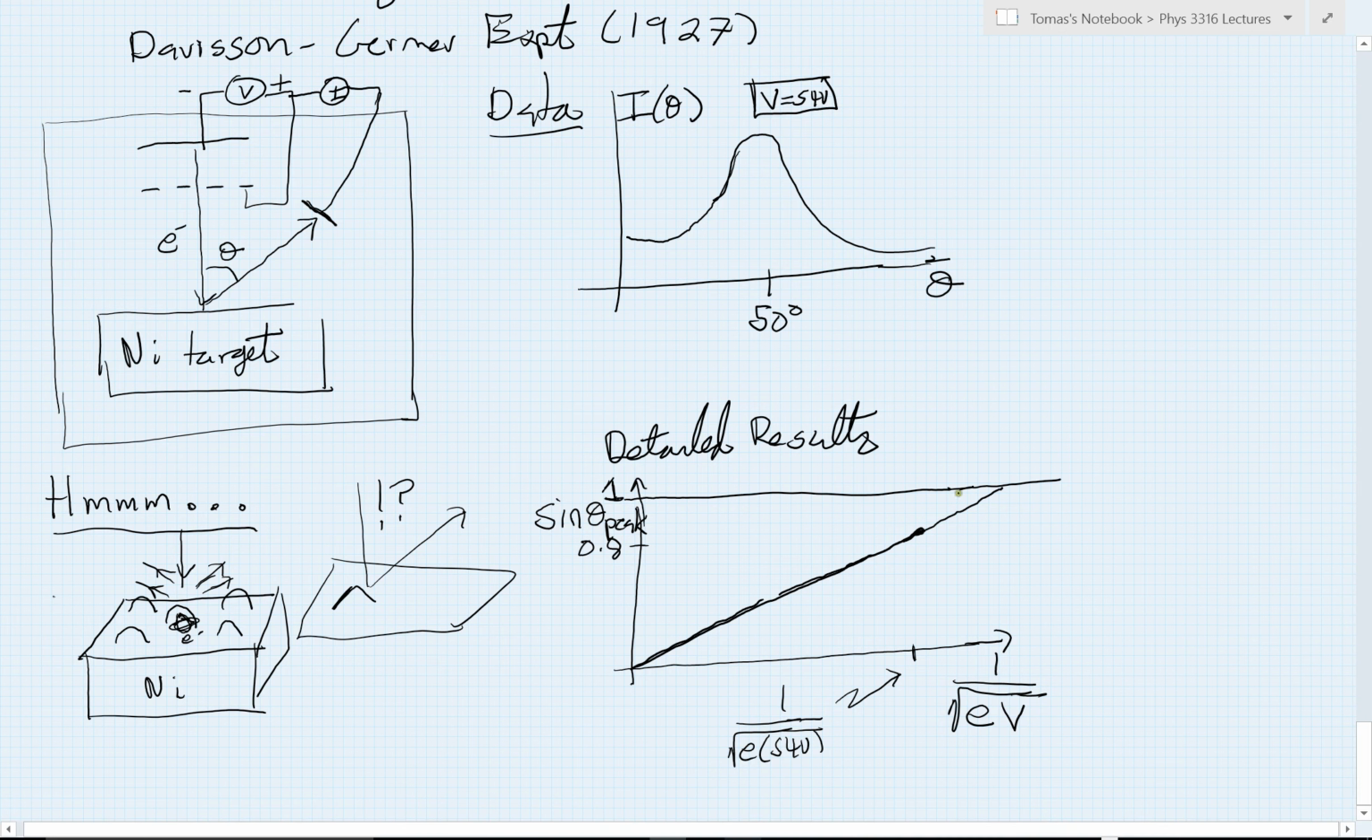Okay, so that's interesting, and that curve we could characterize as some kind of a slope, which I will call alpha, times x, because this line actually runs directly through the origin. So its equation is slope alpha times the horizontal variable, but that horizontal variable I'm calling 1 over the square root of E times V. So this curve is just alpha over the square root of E times V.